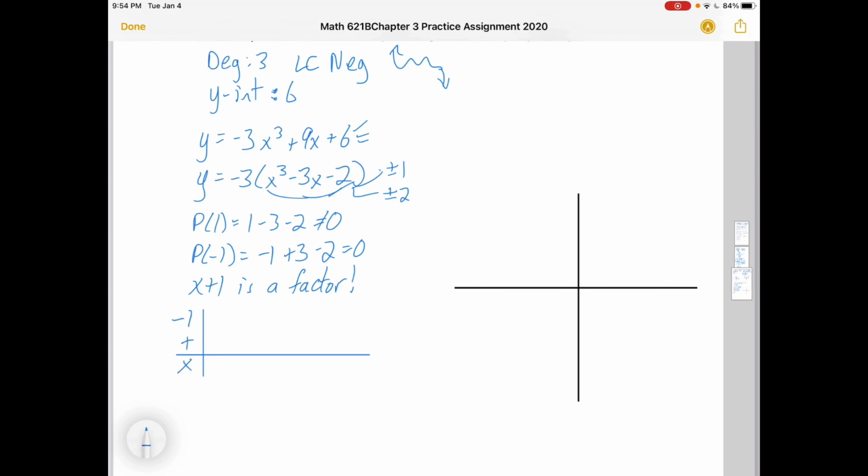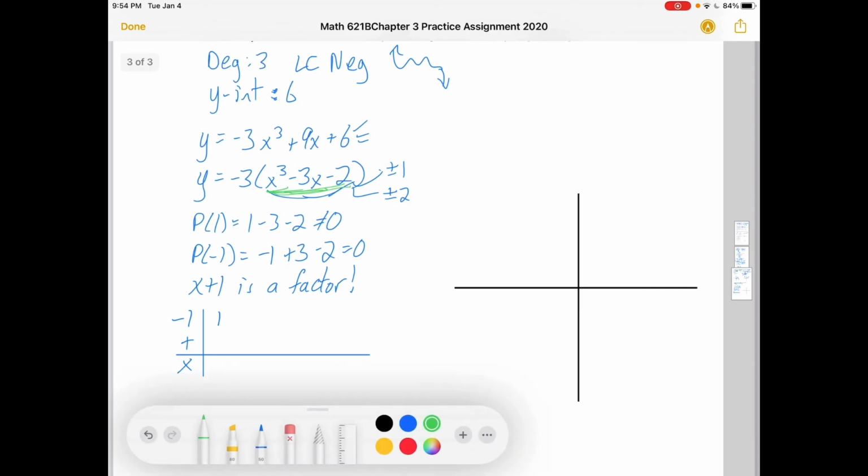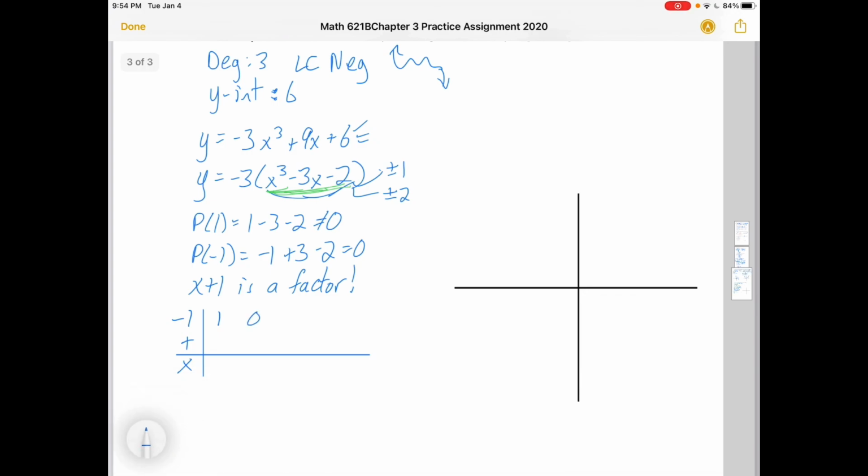You can do it with long division if you prefer, but be really careful about this polynomial right here. What is it missing? It's missing an x squared term, so it needs a placeholder. That 1 is for the x cubed, 0 for the x squared, negative 3 for the x, and minus 2 for the constant. Start to pull them down, multiply and add, multiply and add, multiply and add. Phew, we got a remainder of 0, just like we expected.